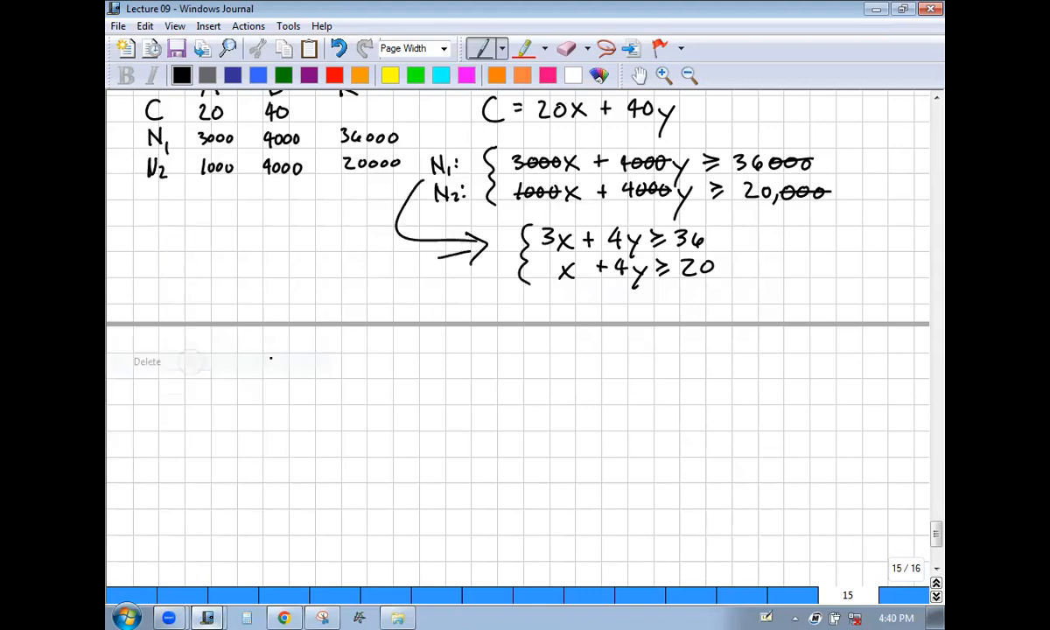All right, so the first one, let's get our y by itself. We would have 4y bigger than or equal to negative 3x plus 36, or y is bigger than or equal to negative 3/4 x, and then whatever 36 divided by 4 is. 36 divided by 4 is 9. There we go.